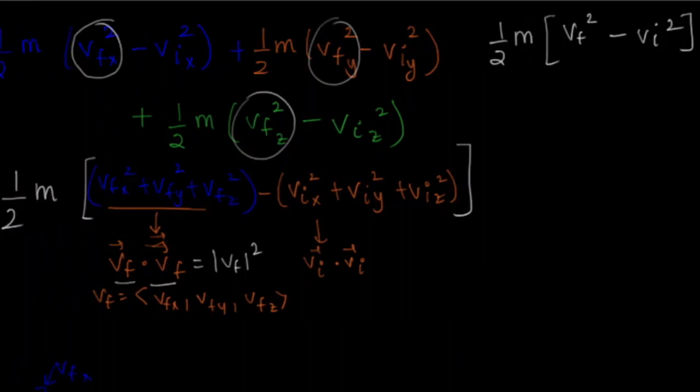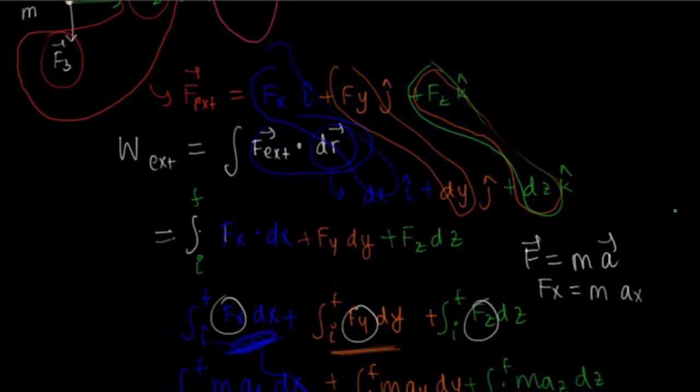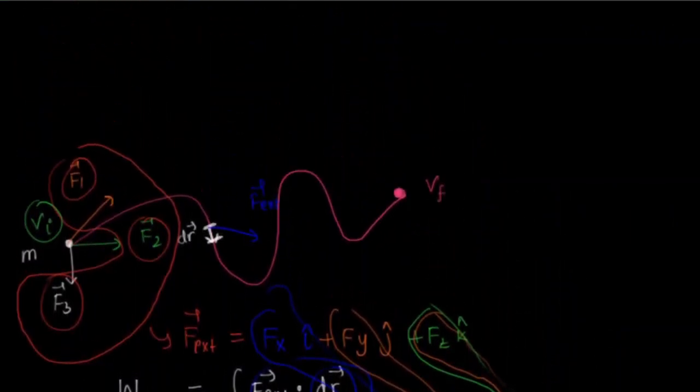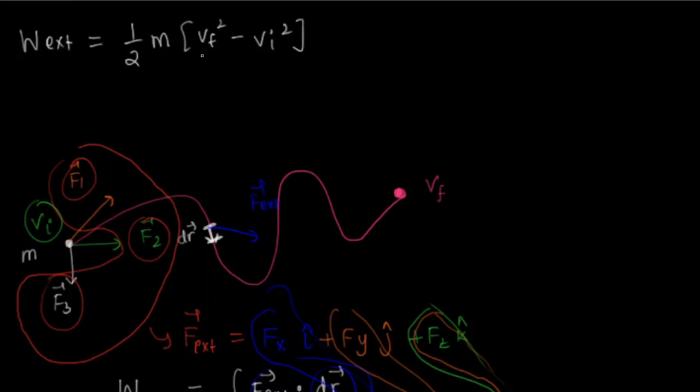So let's just go back to where we started. We started with this particle right here. So that means that the work done by all of these forces, and let me just write it out again, it's really important. The work done by all of these external forces is equal to 1/2 m times v final squared minus v initial squared. And if you want to break it down a bit further, you can write this separately as 1/2 m v final squared minus 1/2 m v initial squared.